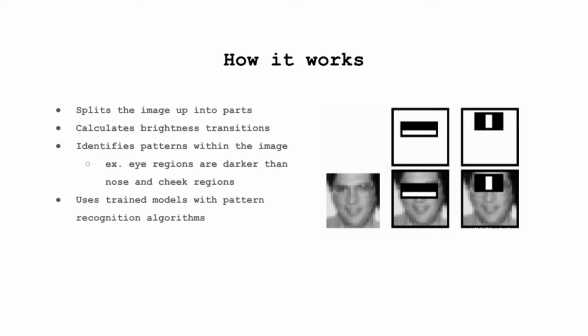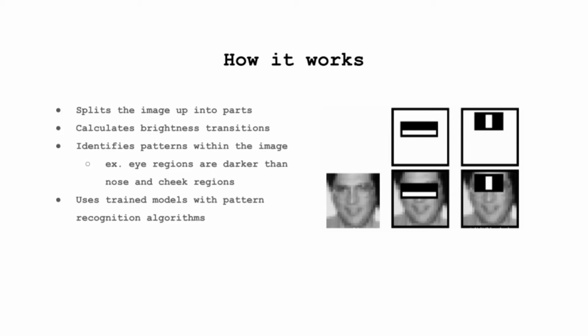Now for how it works. As you can see here in this diagram, there are different filters cast over the original image. These images are examples of what the computer sees when processing said image. It then splits up the image into smaller sections and calculates the brightness gradients within it, which then indicates to the computer which parts of the image get darker or lighter.